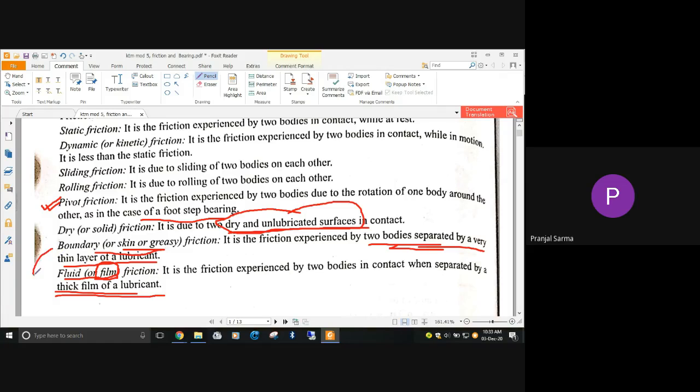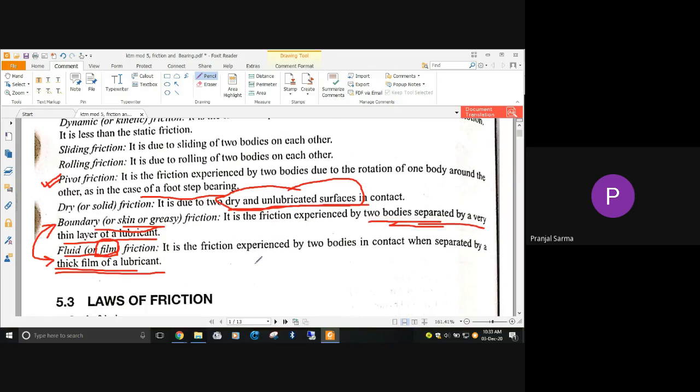So how are boundary friction or skin friction and fluid friction different? In case of greasy friction or skin friction, the bodies are separated by a minute layer of lubricant. And in case of fluid friction or film friction, there is a thick film of lubricant. That is how they are different. Understood?